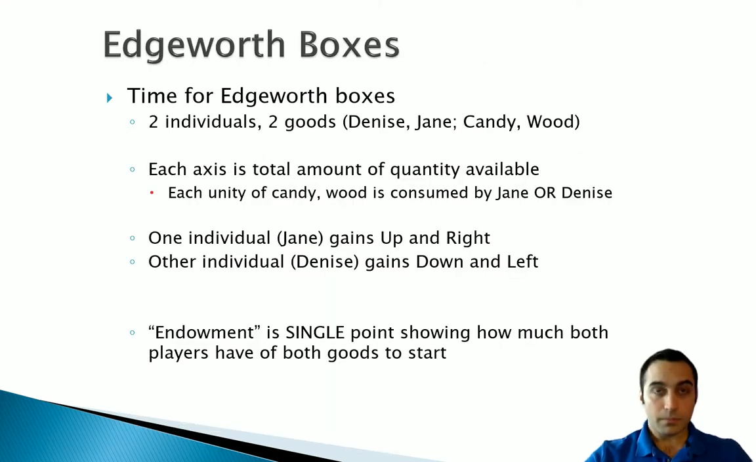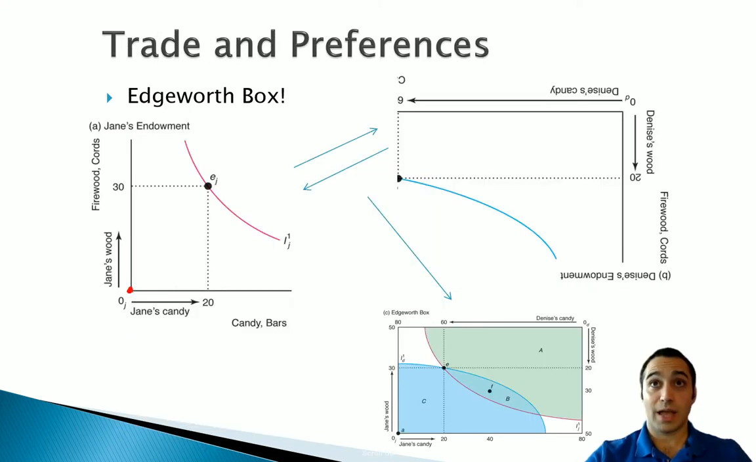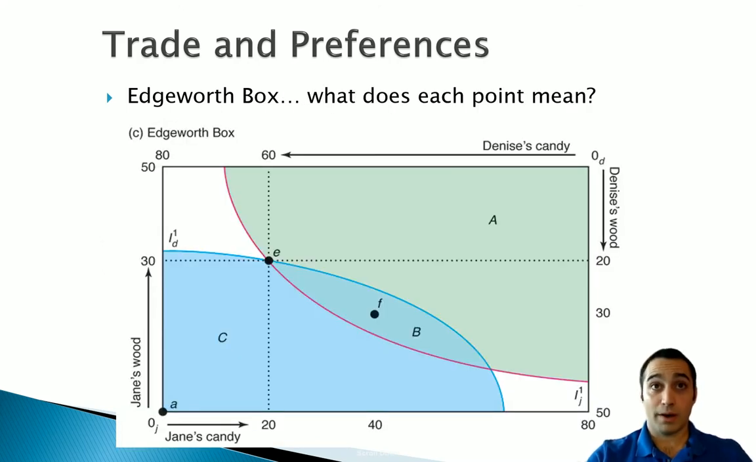Lastly, you'll note that although we initially had two graphs with two endowments, we now have one endowment. Point E tells me how much candy Jane has, how much wood Jane has, how much wood Denise has, and how much candy Denise has. So the points in this diagram are actually giving me each of the two goods for each of the two people. Pretty neat. A lot of information in these little boxes.